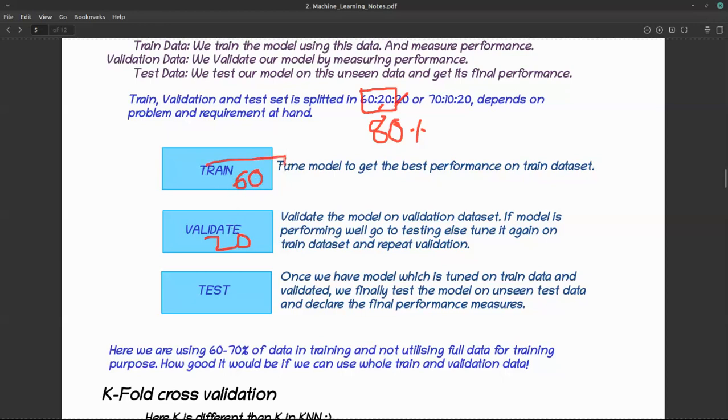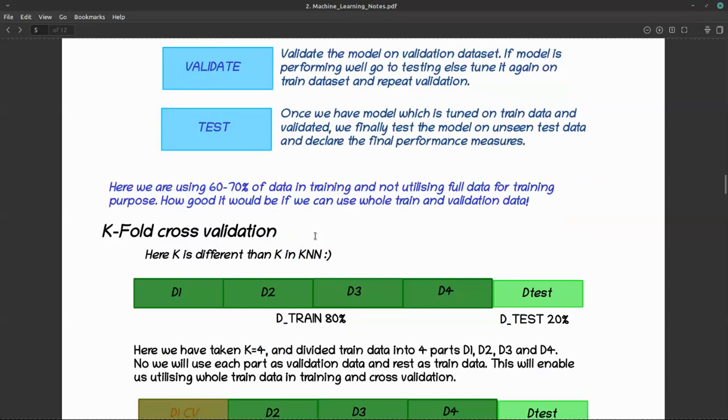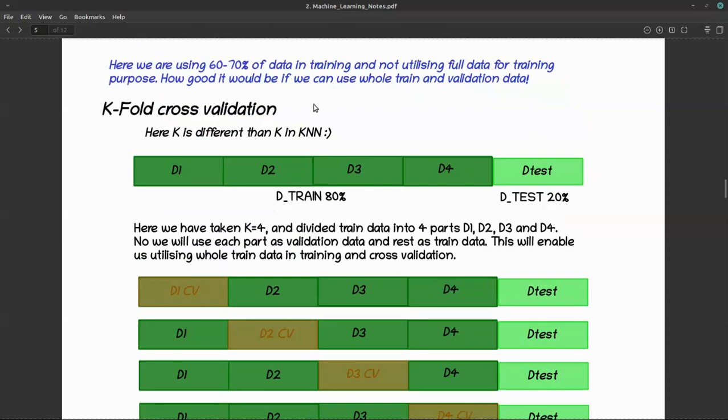So there is some problem, right? How would it be if I use all the 80% of data for the train and validate both? So 80% for the train. That's nothing but the k-fold cross validation. So what we are doing is, we take this 20% of data aside for the testing purpose. For the 80% data, we will divide it into k parts.